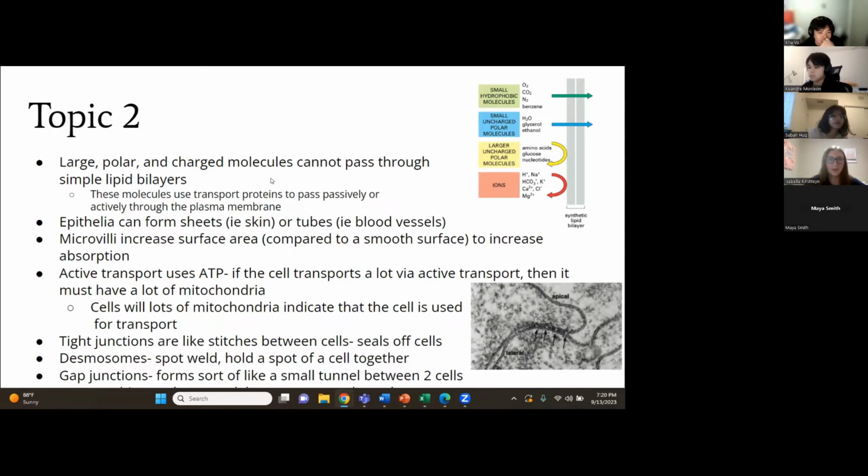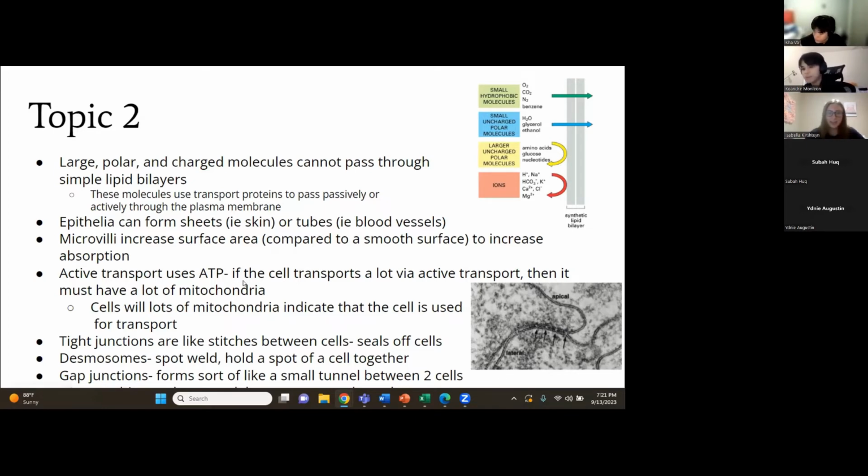And then large polar and charged molecules use transport proteins to pass passively or actively through the plasma membrane. Know that epithelial cells can either form sheets or tubes. Sheets would be like skin, and tubes would be like blood vessels. Know what the apical and the basolateral membrane or side is. The apical will face the lumen and the basolateral will face the opposite.